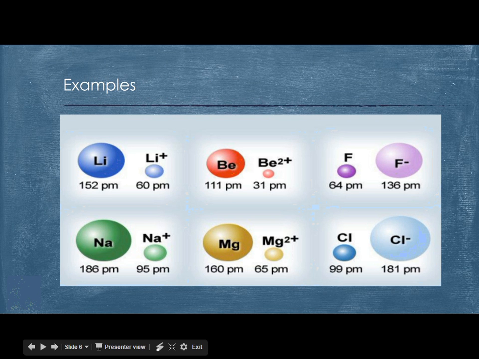Here are some quick examples, obviously just to reinforce what we've been saying this whole time. With gaining or losing electrons, for cations, they get smaller, and gaining makes it bigger.